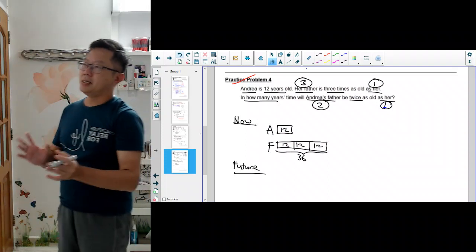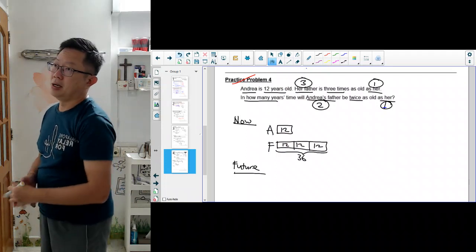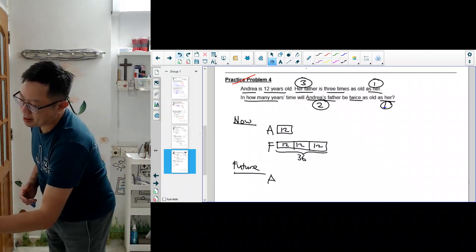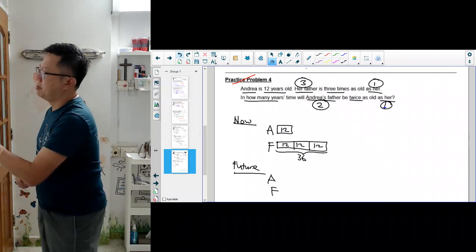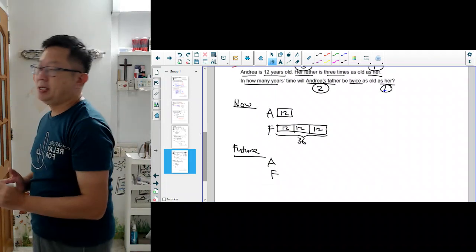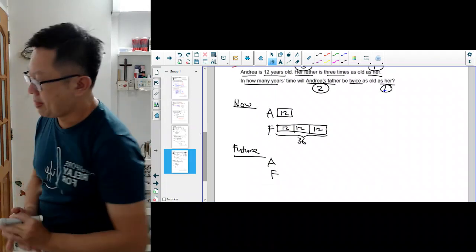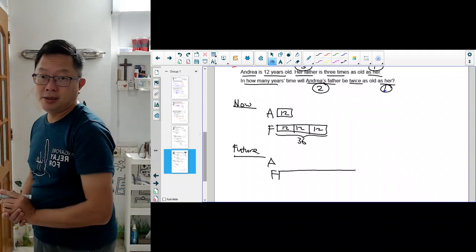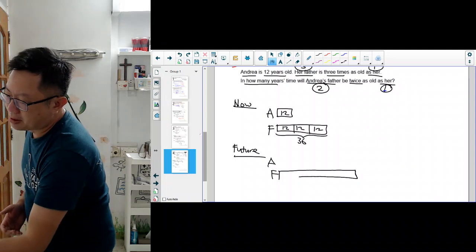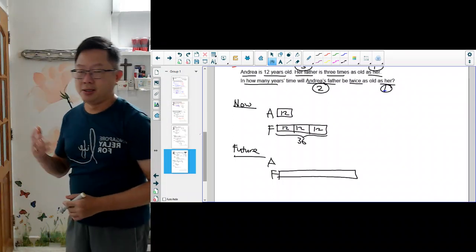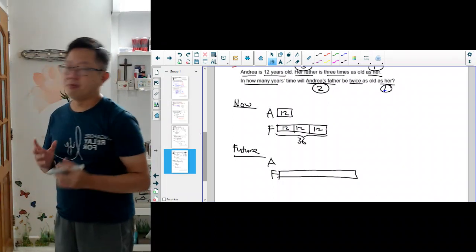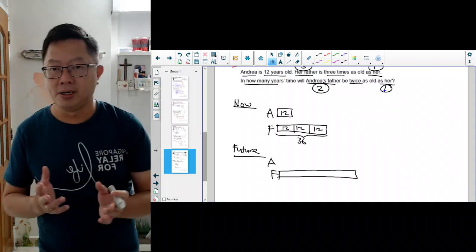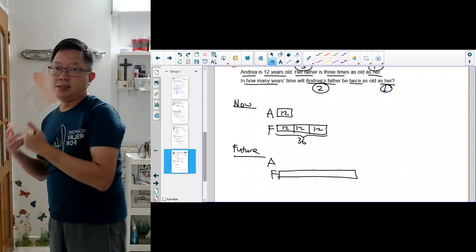Okay, in how many years' time will Andrew's father be twice as old as her? So both their ages, both of them will become older. So which means their rectangle will become longer. So the father is going to be twice as old as her. So you draw a bit longer, right? Draw a longer rectangle for the father as compared to the now, right? So in the future, the father's rectangle has to be longer than the rectangle in the now model.